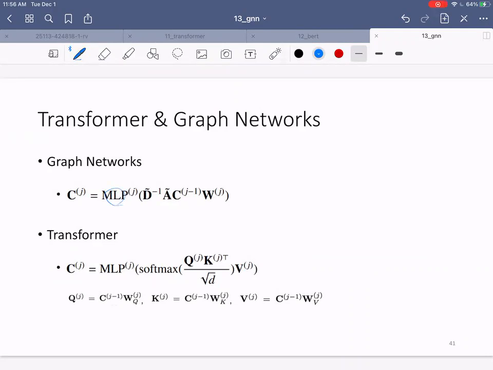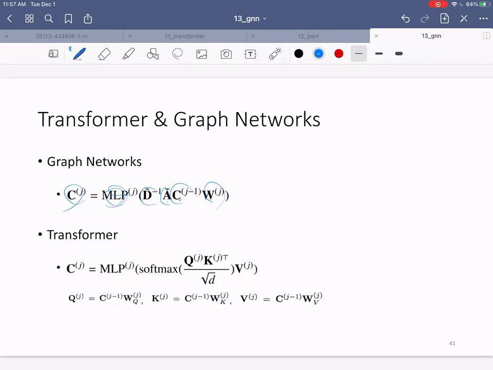So MLP. So D inverse A prime, C being the node index or the previous node representation. So this could be H, but I just wrote it as C this time. So the new node representation is just MLP of D inverse A C W, and for the transformer, the QKV operation is a transformer, or actually the transformer encoder block itself.